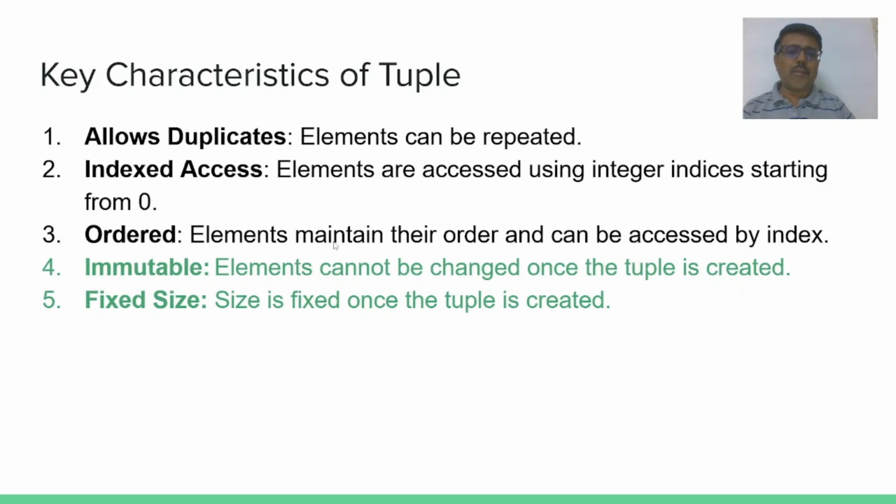Ordered also, that means the elements maintain their order and can be accessed by index. Then what is the key difference here? Immutable. Okay, in case of list it is mutable. Again I'm just repeating it here. The list is mutable, but the tuple is immutable. That means once it is created you cannot change anything. That means you cannot perform update operations. Are you getting it here?